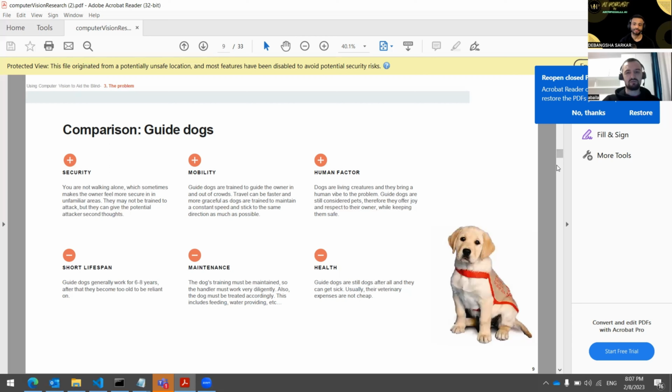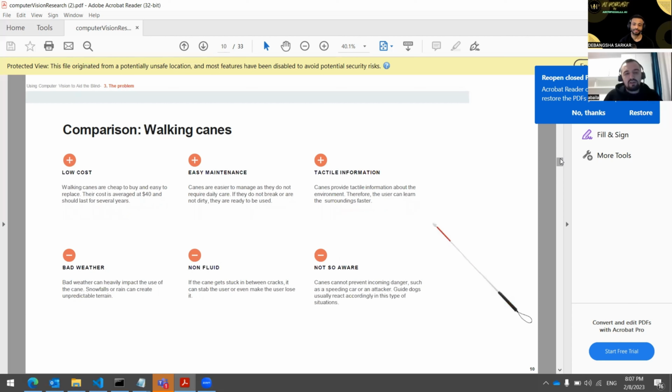Now we're gonna go to the comparison to the white cane. Walking cane or white cane, it's the same thing. What they bring to the table is basically their low-cost. They're very cheap to buy. The cost is around $40 on average. There's little to no maintenance. They just have to be cleaned, and you have to make sure that you don't break them. And they provide tactile information. So you can push things with it, you can feel the surface, you can do all sorts of things.